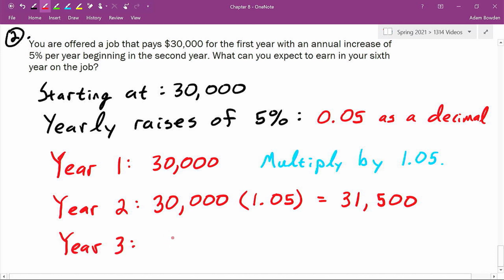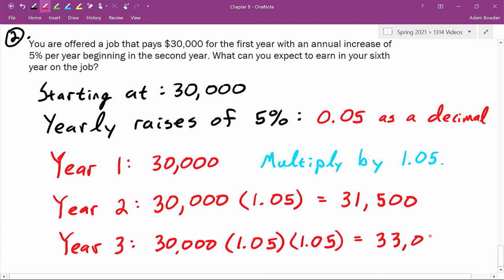But we can even go further to say year 3. In that case, we would take the $30,000. We had to multiply by this much to get the second year. We multiply by 1.05 again, and that'll come out to be the third-year salary with 2 raises added in. $33,075 would be what that's equal to.